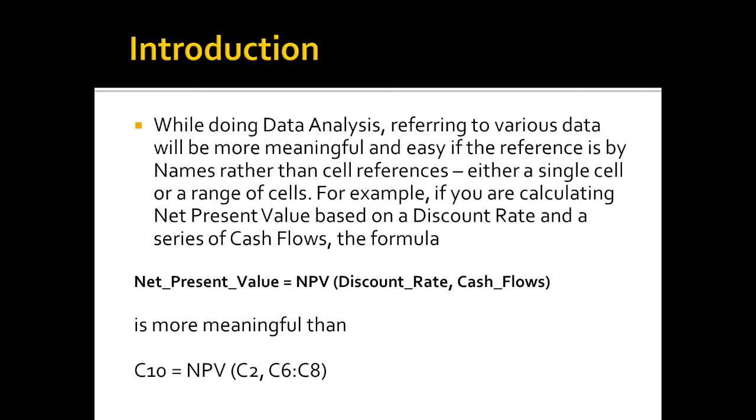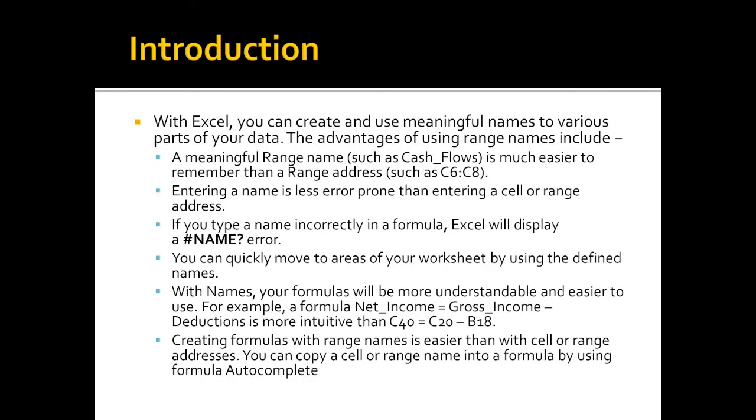For example, if you're calculating the net present value based on a discount rate and series of cash flows, the formula net present value equals NPV(discount rate, cash flows) is more meaningful than C10 equals NPV(C2, C6:C8). Of course that is obvious, while the previous one, this formula is more meaningful. With Excel, you can create and use meaningful names for various parts of your data.